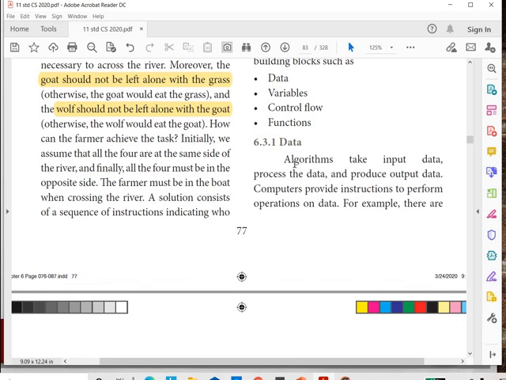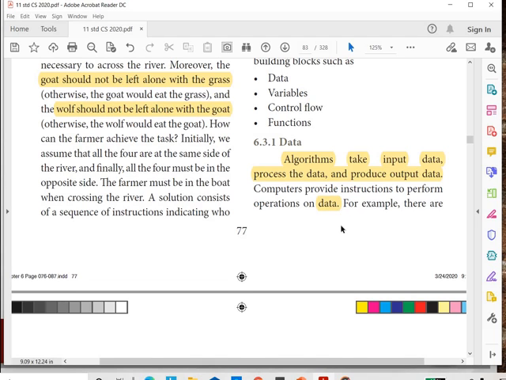First of all, what is data? Algorithms take input data, process the data and produce output data. I'll repeat, algorithms take input data, process the data and produce output data. Computers provide instructions to perform operations on data. Data means the information given, or the type of the information. For example, for the sum of two numbers, the input is 2 numbers, the process is addition, and the output is one number, the addition of the two numbers.